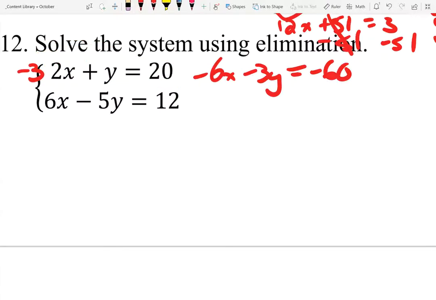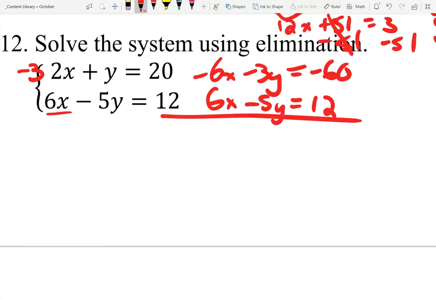Okay, now I'm going to keep the second equation exactly the same because it already has a 6x here that's going to cancel out with the negative 6x that I just made. So bringing it all over, it's 6x minus 5y equal to 12. So now I can add the equations together because negative 6x plus 6x will become 0x, therefore eliminating, canceling out. But with the y's, I'll have negative 3 minus 5, which makes negative 8y. And then negative 60 plus 12 is going to be negative 48.